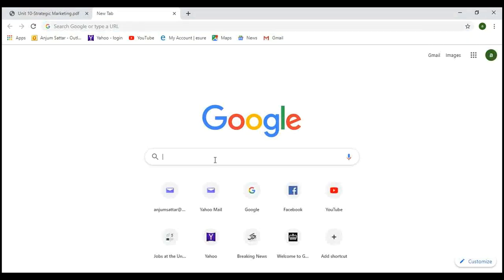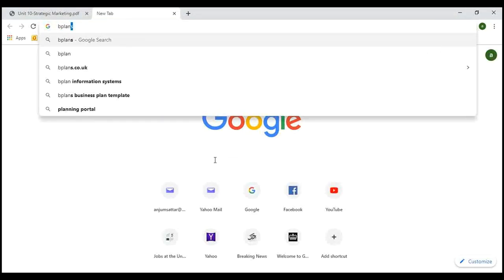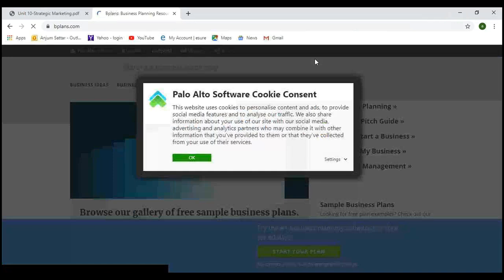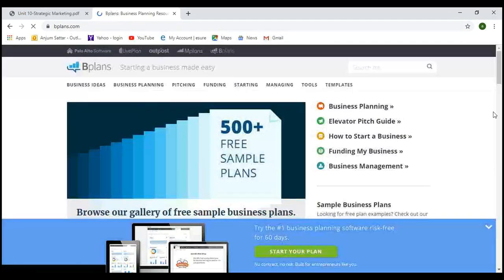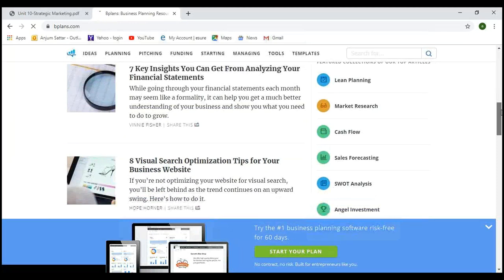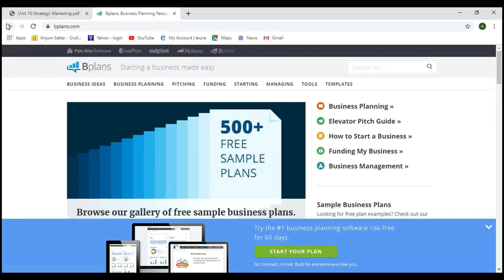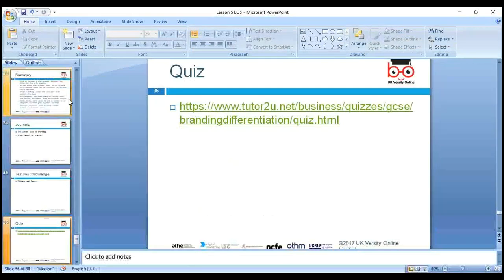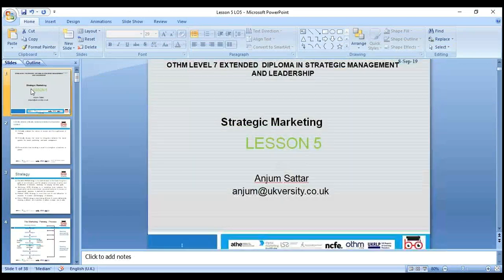So guys, please start it. If you want to look at different marketing plans, there's a website called bplans.co.uk. Please go there. You can see sample plans as well. I'll try to upload one template as well. That will help you. There are a lot of sample plans, and maybe some examples as well. There are 500 plus sample business plans and marketing plans given on this website. So that's all for today's lesson.